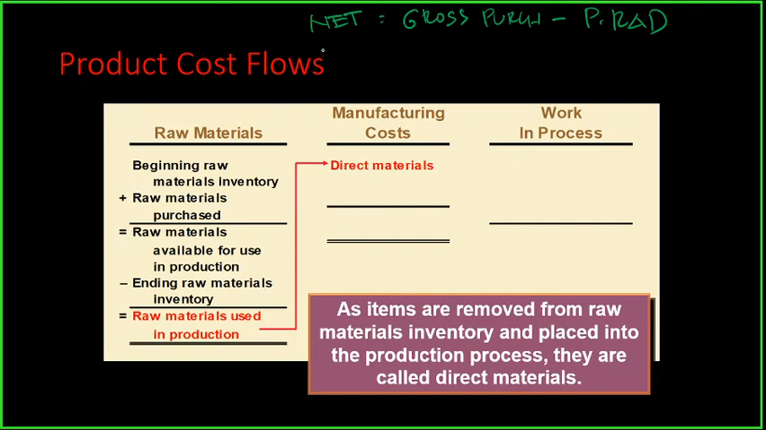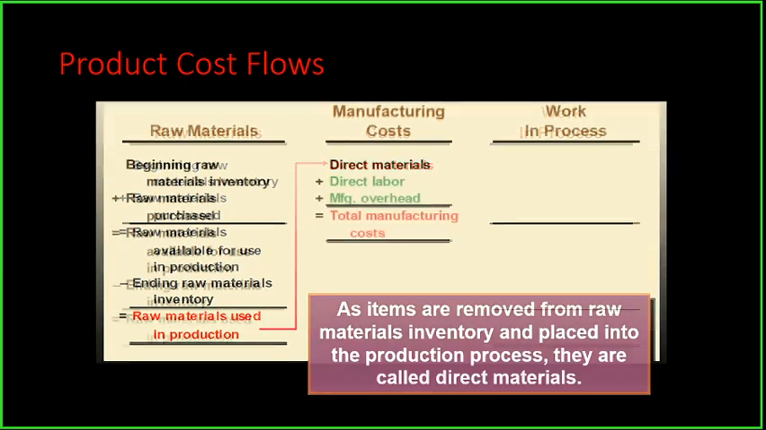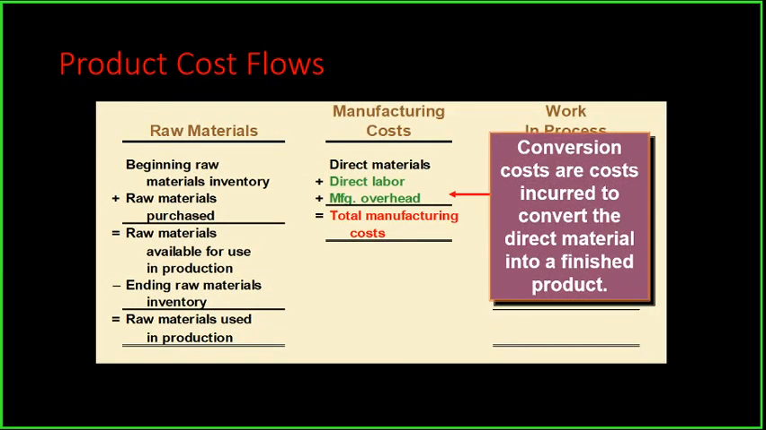Sir, what about your gross purchases? Okay, gross purchases is actually your total purchase, plus your freight in. So you have your beginning plus your net purchase, less your ending equals your raw materials used, which is now classified as direct materials. Again, take note, direct materials is your raw materials used.